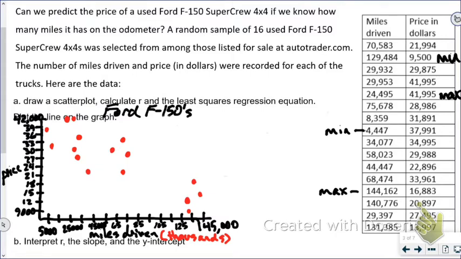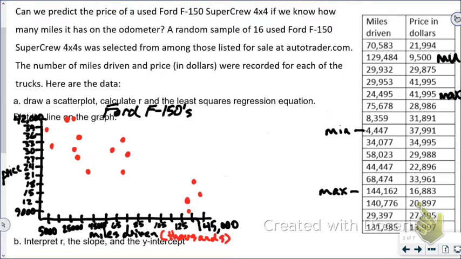And if you notice on the data set over there on the right, we found our min and our max for both lists, and that helped us make our scale. So hopefully making a scatter plot's good. You might pause it and just make your own. So from there, we needed to calculate R and the least squares regression equation. And then we're going to plot it on the graph.